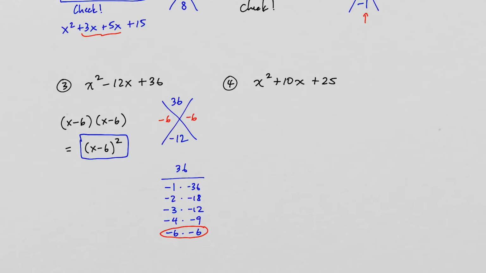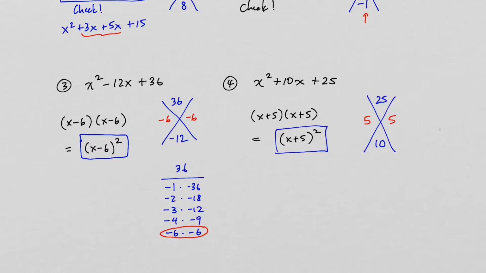Number 4 is very similar. And so in number 4, notice that our last number is positive 25, and our middle number is 10. And the only factors of 25 that would give us 10 when we add them together would be 5 and 5. So for this one, when we factor it, we're going to have x plus 5 times x plus 5, which can be simplified to x plus 5 to the second power.